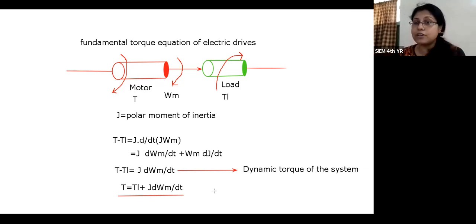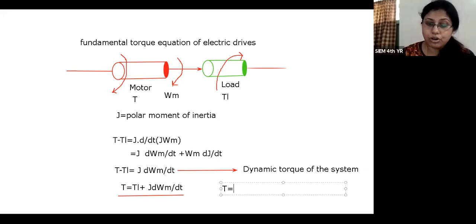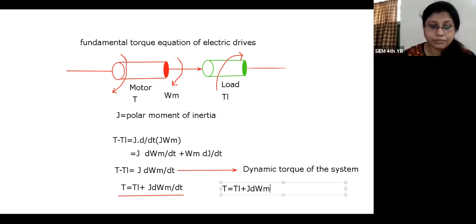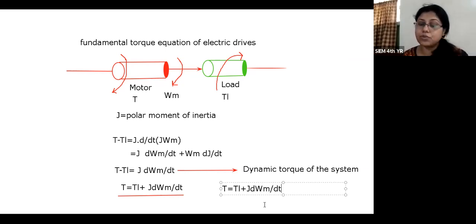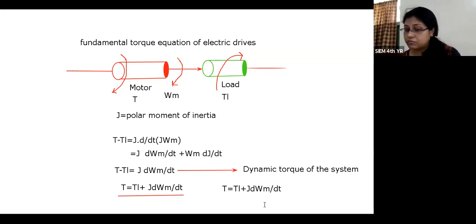Remember, during steady state operation, motor torque and load torque are equal to each other, but during the transient operation, the expression should be motor torque equals load torque plus the dynamic torque, and that dynamic torque supports the motor to overcome the transient operation. That is the basic expression of torque. We can write it in a proper way: motor torque is equal to load torque plus dynamic torque.